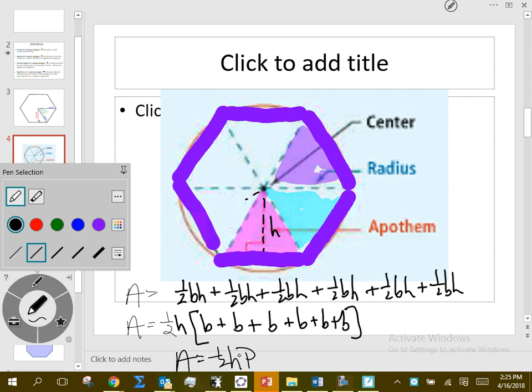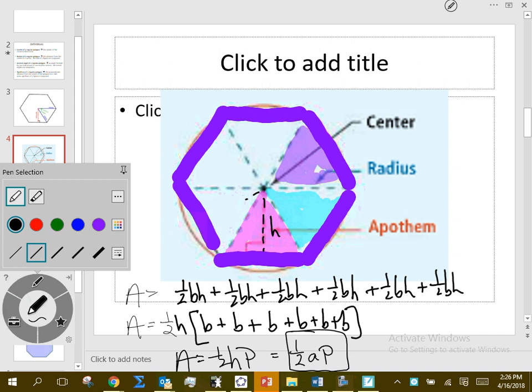Now H, I don't want to refer to it as H anymore because it's not as descriptive of what we're going to label segments here. We're going to call it A for apothem. And there is your formula for finding the area of a hexagon. At least one formula for finding the area of a hexagon. There are others. But why is that one nice?